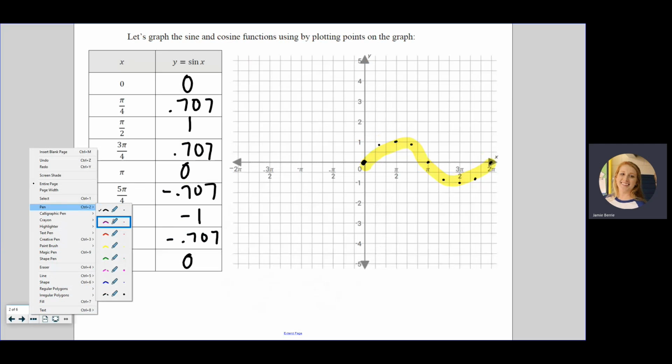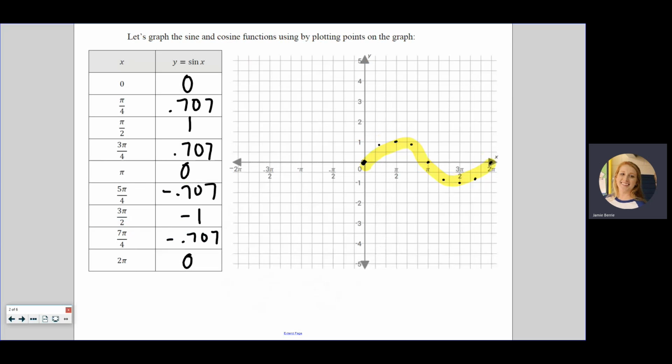Just a couple things I want to point out about the graph of sine. Notice the graph of y equals sine of x, that's what we've graphed here. The graph starts at the origin and it increases. And a couple things I want to point out about the domain and range.